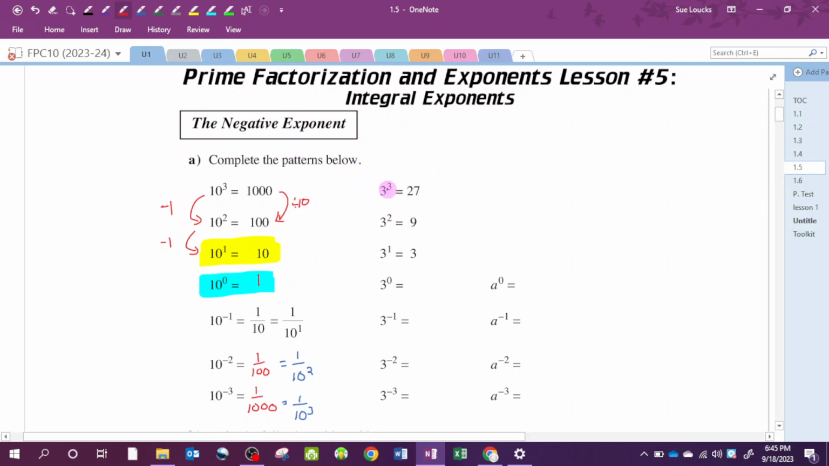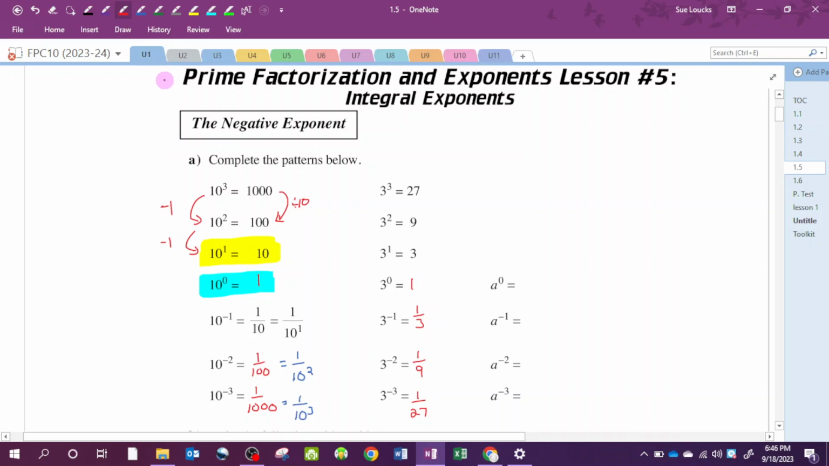Now let's look at the power of 3. Again, our exponent is going down by 1 on the left side of the equal sign, and on the right side, we're dividing by 3. So 27 divided by 3 is 9, divided by 3 is 3, 3 divided by 3 is 1. So again, 3 to the 1 is 3, and 3 to the 0 is 1. Those are those 1 and 0 rules. Then if I divide this by 3, I get 1 over 3. And then I divide that by 3, I get 1 over 9. And I divide that by 3, I get 1 over 27.